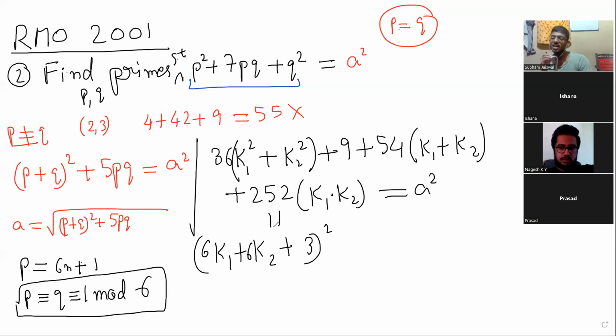Because you see, it doesn't have to be a square for all K1 and K2. For some K1 and K2, it has to be a square. Right? So that's not a problem, no. It could become a square in more mysterious ways. Do you see the logical problem, right? Yes. Everybody sees that, yeah. It doesn't have to be like this.